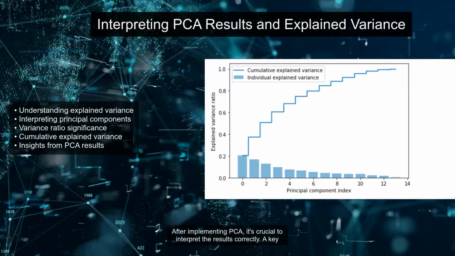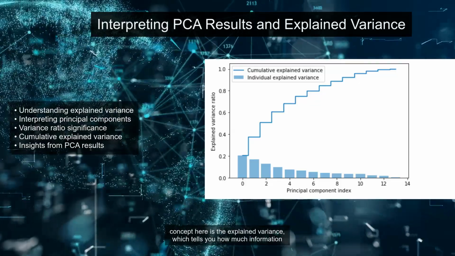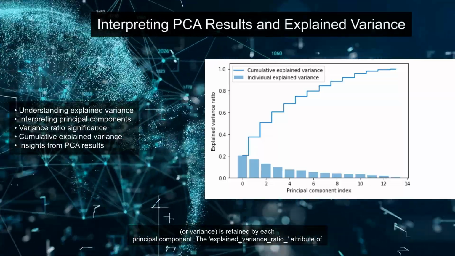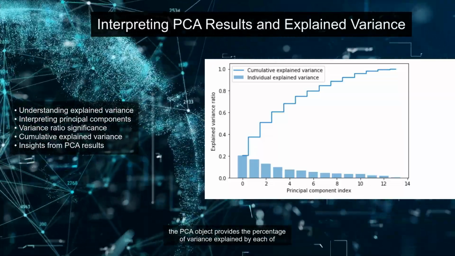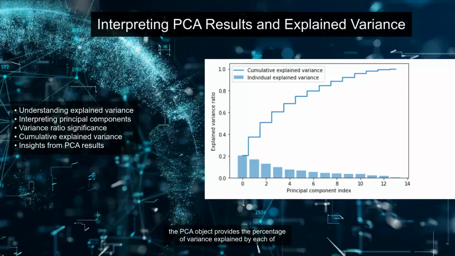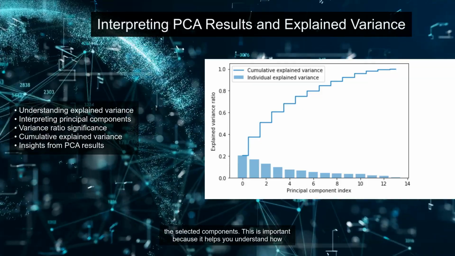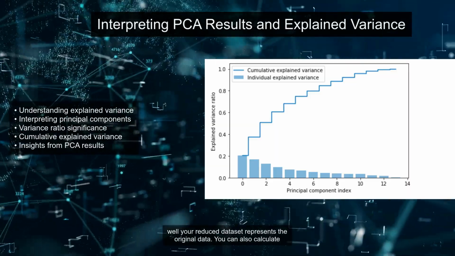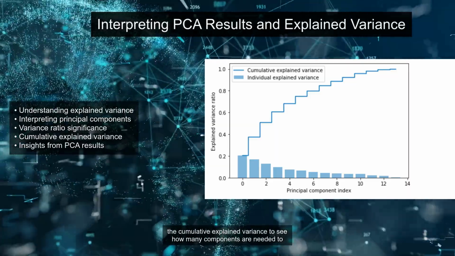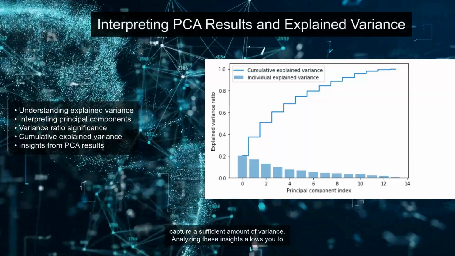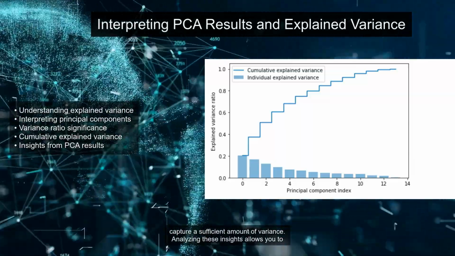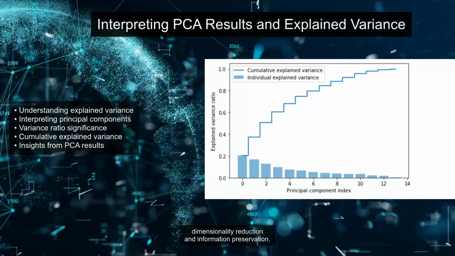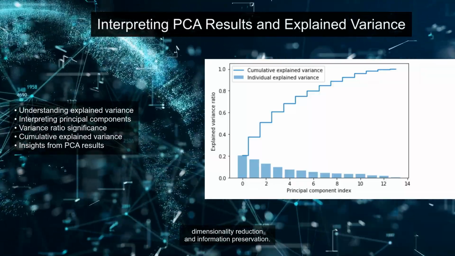After implementing PCA, it's crucial to interpret the results correctly. A key concept here is the explained variance, which tells you how much information, or variance, is retained by each principal component. The explained_variance_ratio_ attribute of the PCA object provides the percentage of variance explained by each of the selected components. This is important because it helps you understand how well your reduced dataset represents the original data. You can also calculate the cumulative explained variance to see how many components are needed to capture a sufficient amount of variance. Analyzing these insights allows you to make informed decisions regarding the number of components to retain, balancing between dimensionality reduction and information preservation.